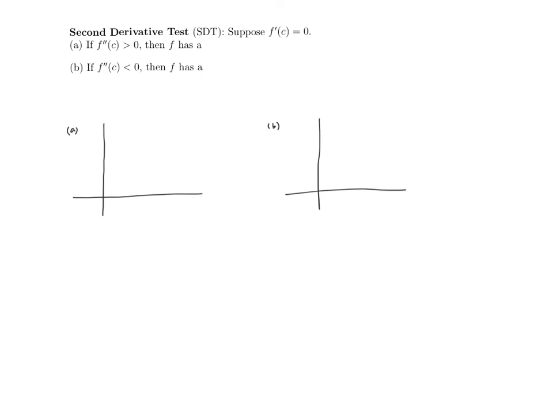So if c is a critical point of our function, that is f prime of c is equal to 0. And furthermore, we know the second derivative is positive at c. That is to say, we have a critical point, and the function is concave upward at that critical point. If you are concave upward at a critical point, the critical point must correspond to a local minimum. So then f has a local minimum at x equals c.